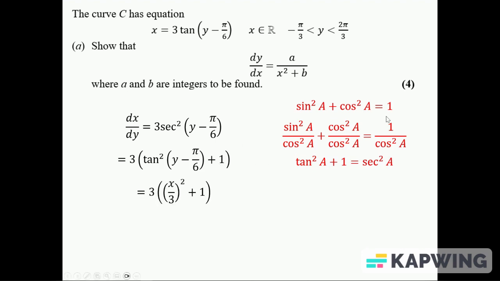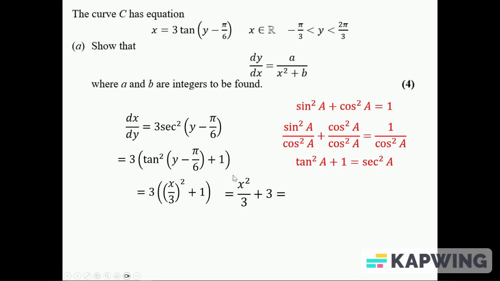Like I say, I want it in terms of x. So if I rearrange this, tan of (y minus pi over 6) is x over 3. So this is (x over 3) all squared. If I put the 3 in the bracket, I'll have x squared over 9 multiplied by 3, just x squared over 3. I'll have a 3 there.